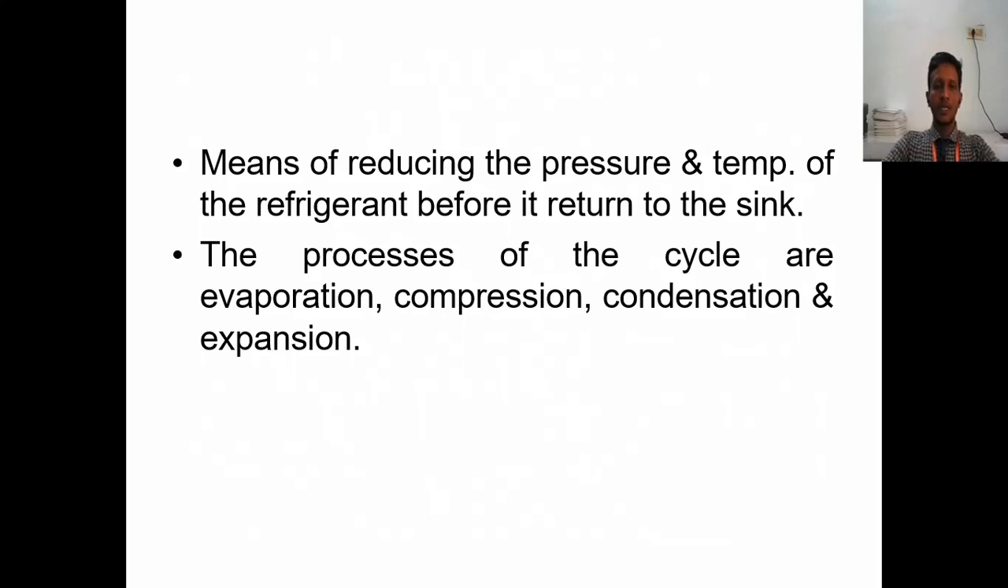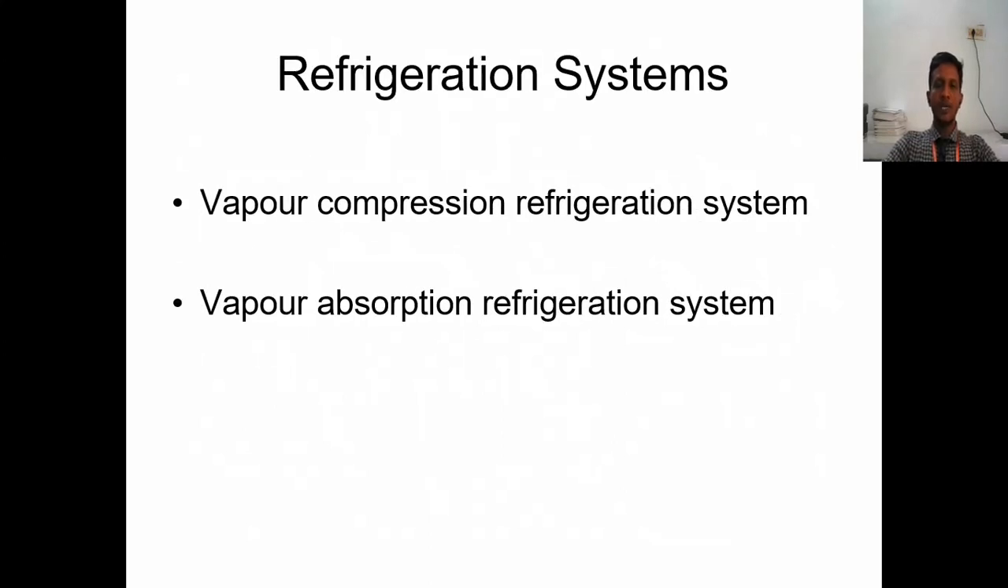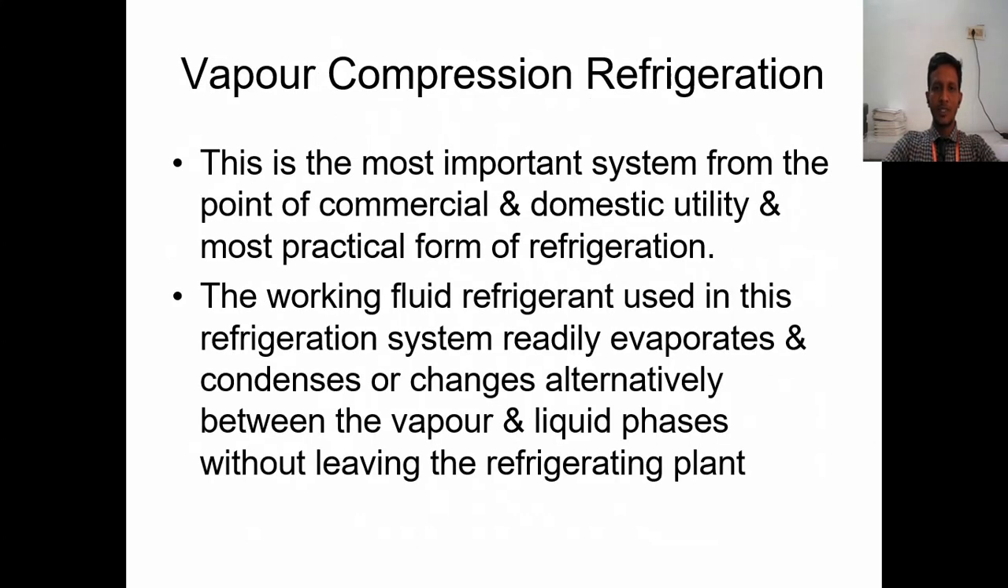The process cycle: evaporation, compression, condensation and expansion. All the processes are done by each device. We have two different refrigeration systems: one is the vapor compression refrigeration system and the other is the vapor absorption refrigeration system. Now we will discuss the vapor compression refrigeration system.